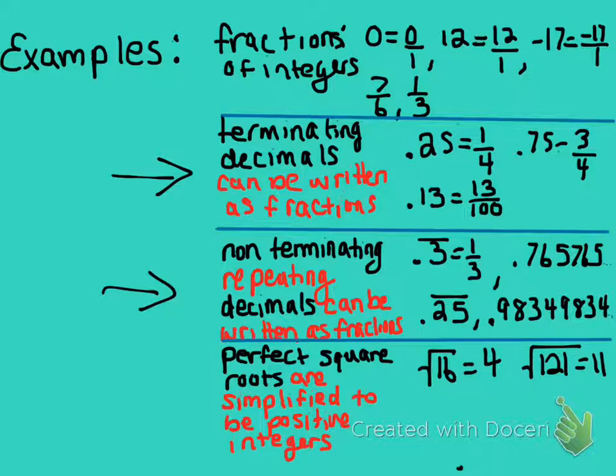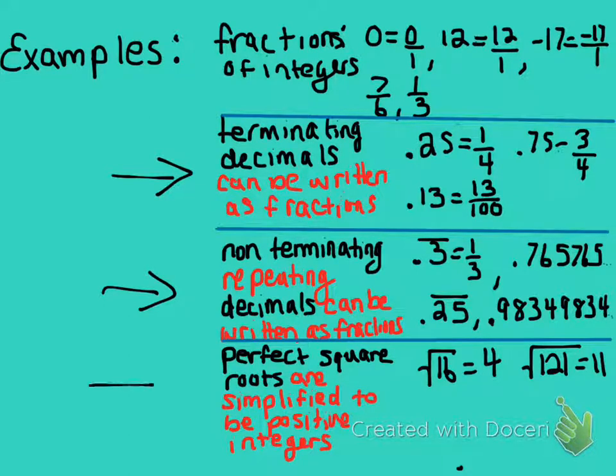Also, non-terminating repeating decimals can be written as fractions. So non-terminating repeating decimals are rational numbers. You see some examples. I've got 0.3 repeating is 1/3. 0.25 repeating is a rational number. 0.9834983498349834 is a rational number because there is a repeating pattern. 0.765765 and continuing is a rational number because it is a non-terminating repeating decimal.